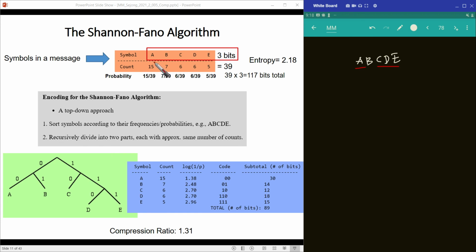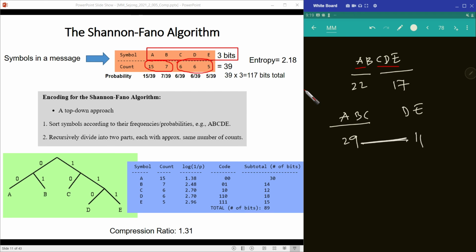For example, if we take one part like 15 plus 7 is 22, and in this part we have 6 plus 6 plus 5, so this becomes 22 and this becomes 17. Now one may say, no, I will be taking ABC in one part and DE in another. Then what is the total number here? The total will be something like maybe 29 in this part and 11 in the other. So the difference is huge, right?